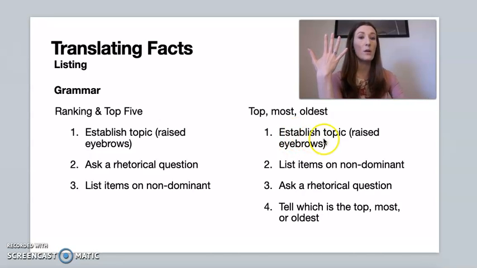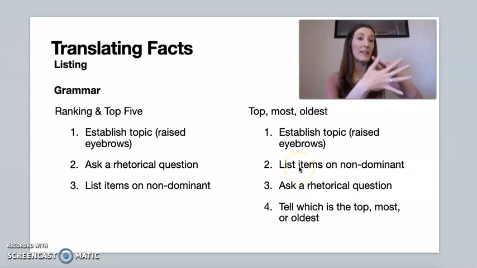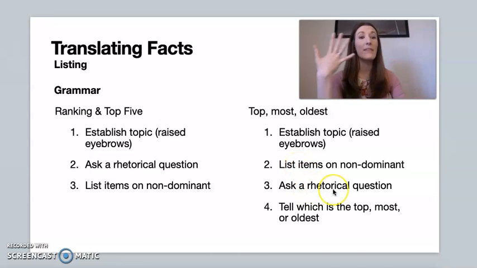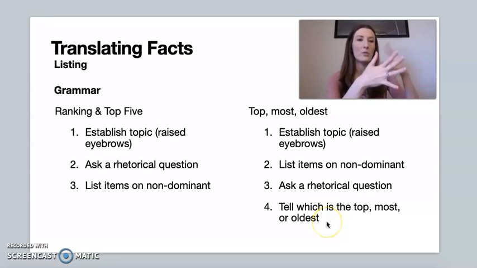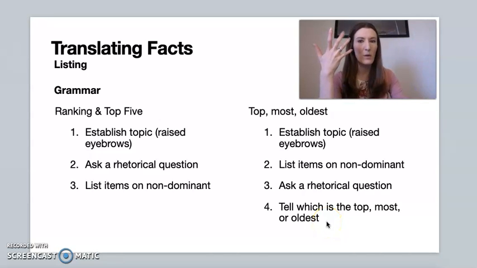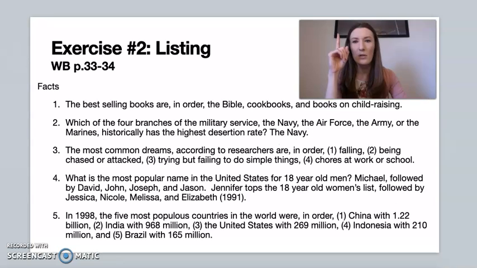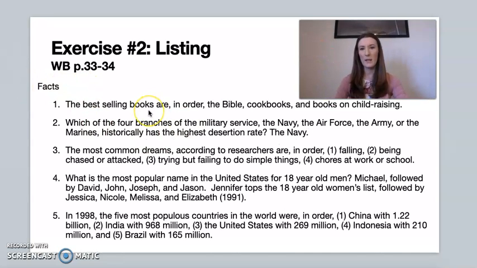If you're talking about, of these 5 shows, the most popular is whatever. Okay, so establish your topic again, TV shows. You're going to list those, let's say 5, on your non-dominant hand. Then you ask your rhetorical question, which is the most popular, and then you point to this one and do whatever one it is. Okay, and say what it is. It's a lot simpler that you guys know this. It was hard to say out loud, but I'll give you an example.